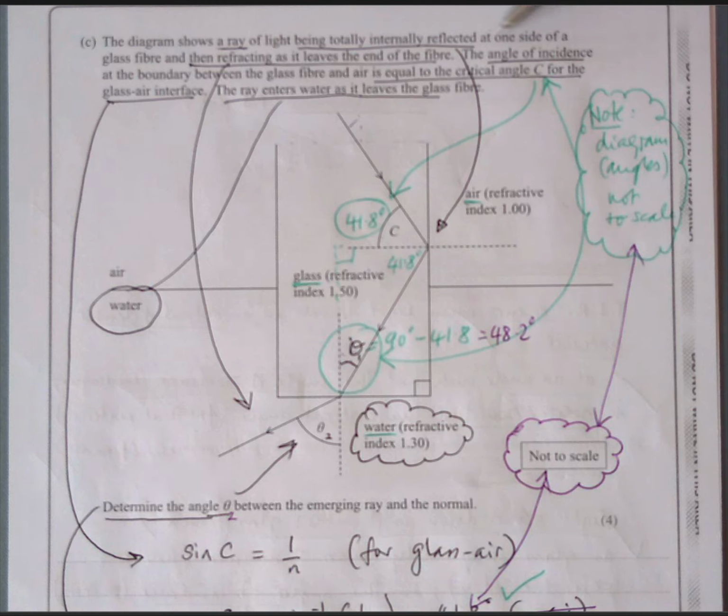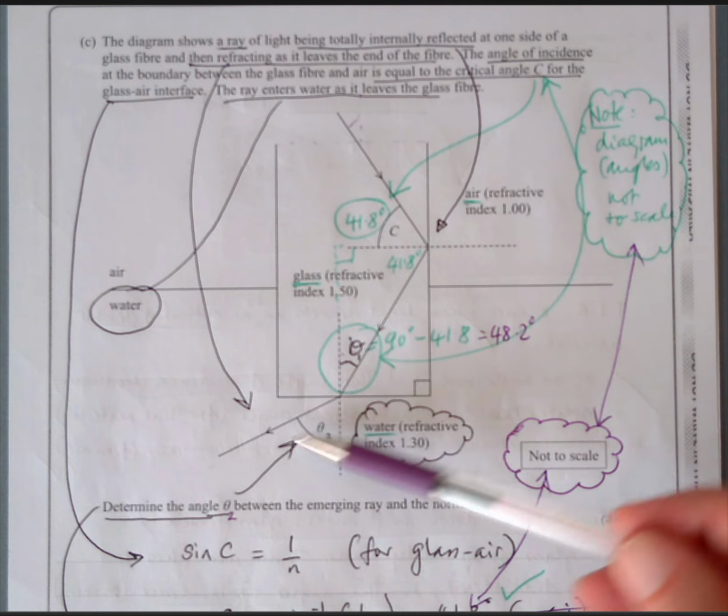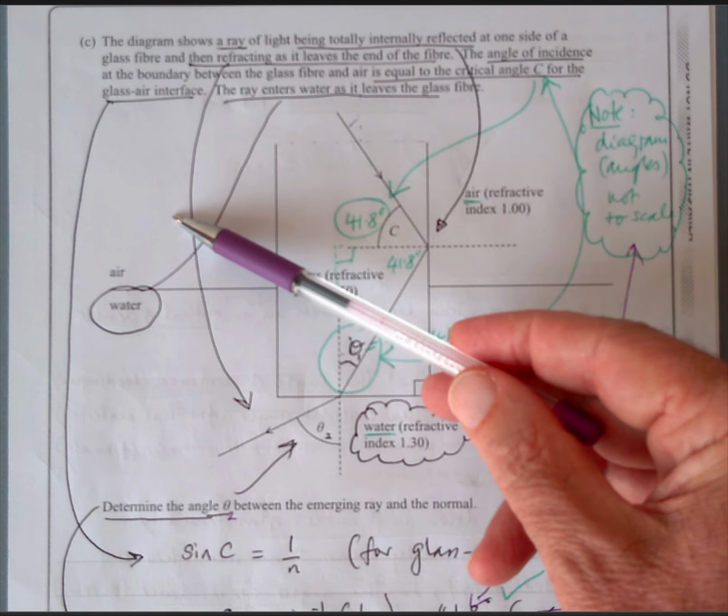At one side of the glass fiber, the light then refracts as it leaves here. So it's entering here and it's leaving there. Here is air, here is water.